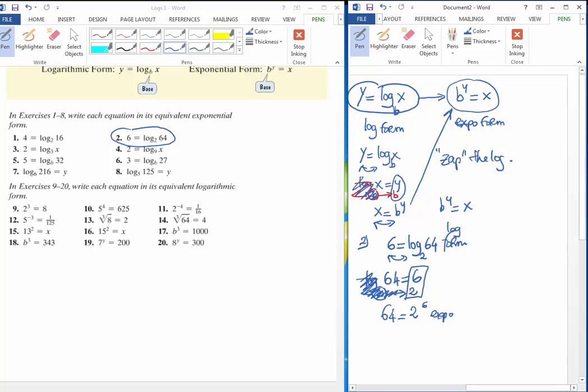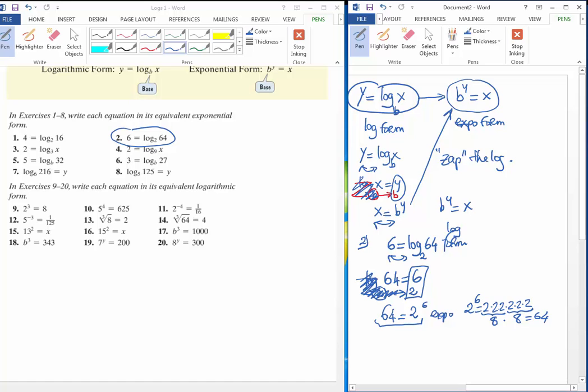And notice that 2 raised to the 6, which is 2 times 2 times 2 times 2 times 2 times 2. So 2 times itself 6 times is indeed 64, because 2 times itself 3 times is 8. 2 times itself 3 times is 8 as well, so that's 64. So really what they're saying here is true and makes sense if you think about it.